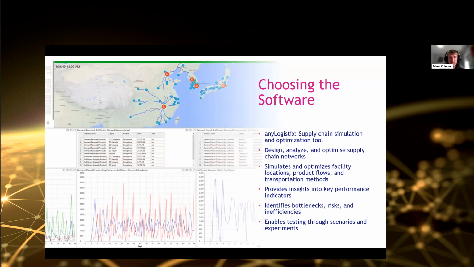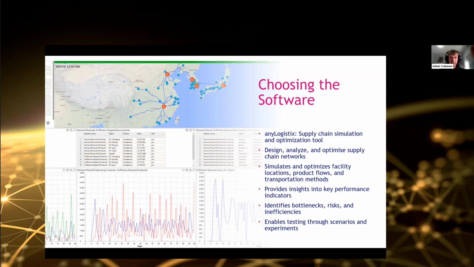When it came to choosing the software, it was a relatively easy choice for us because we've used AnyLogistix before, but we had to fit this into the client's needs. So after we understood the actual problems that the client was facing, we chose to use AnyLogistix.